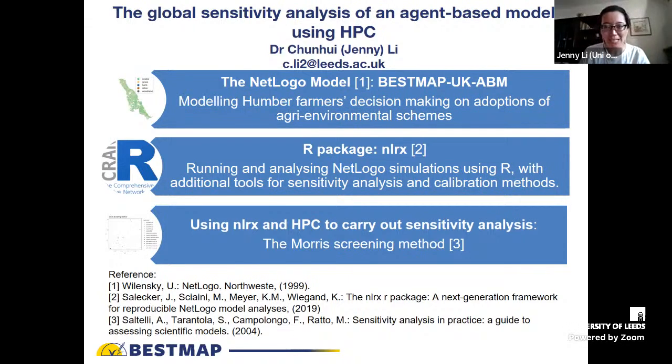Good afternoon, everyone. I'm a research fellow working on this project called BestMap, and my specialty is agent-based modeling. In this project, I design and develop an agent-based model using NetLogo, and I'm going to introduce the tools I used, hopefully helpful for people doing something similar. The BestMap ABM model is developed in NetLogo, which is a very easy tool to start with if you're interested in agent-based modeling.